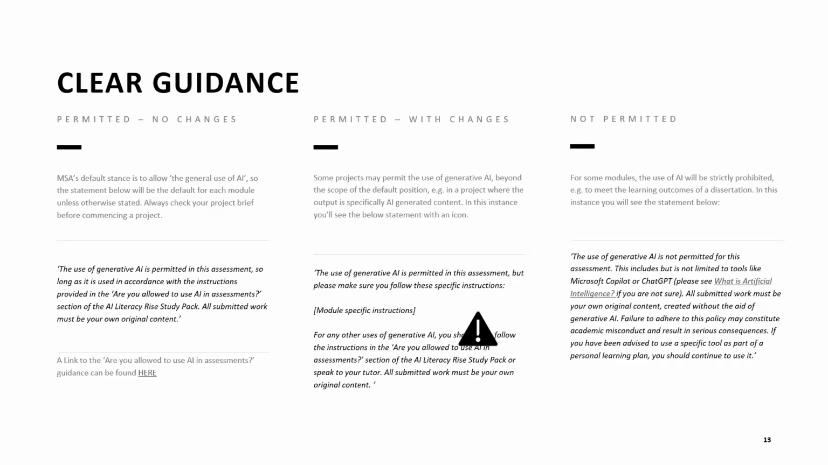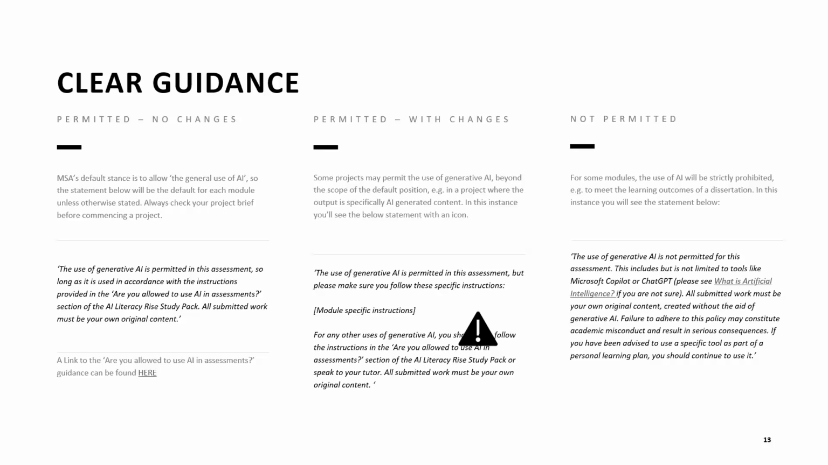Some briefs in the school will be using the middle one. For other briefs, we're going to have not permitted. And this is really important for briefs where we need you to really evidence the learning outcomes. So, for instance, dissertations could be a core one, depending on what course you're doing, because each course has different dissertation settings. But it could be that we don't allow it.